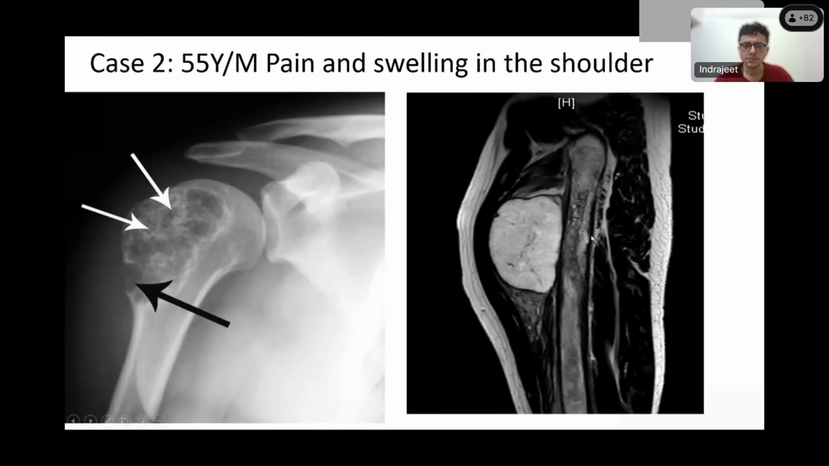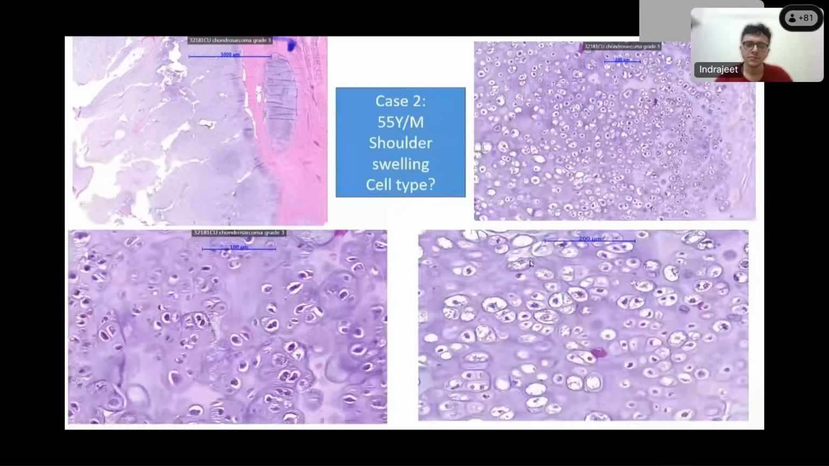Thank you so much. So the imaging, both X-rays and MRI, it is possible that these two images are not of the same patient. It seems like they are different ones. Yes, they are different patients. But what we are gathering from both is that we are dealing with a cartilaginous lesion even before we are looking at the biopsy, right? And now here is the biopsy.